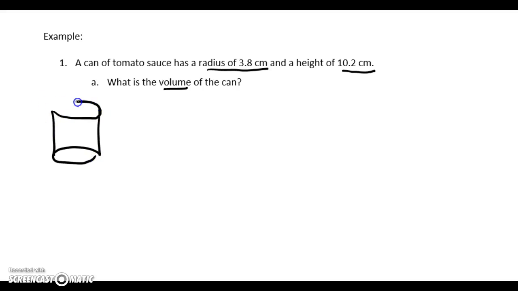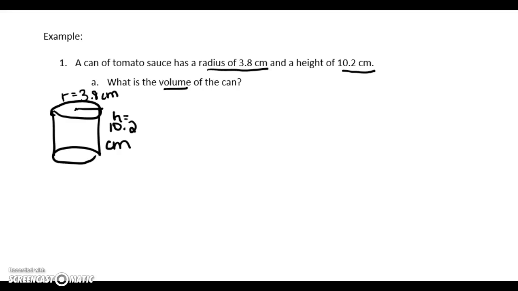This is my wonderful drawing. I should have been an artist. And we know that it has a radius of 3.8 centimeters. So I'm going to draw that right from the middle going out to the edge of the can. That was 3.8 centimeters. And we know that the can has a height of 10.2 centimeters. So we could say h is equal to 10.2 centimeters.